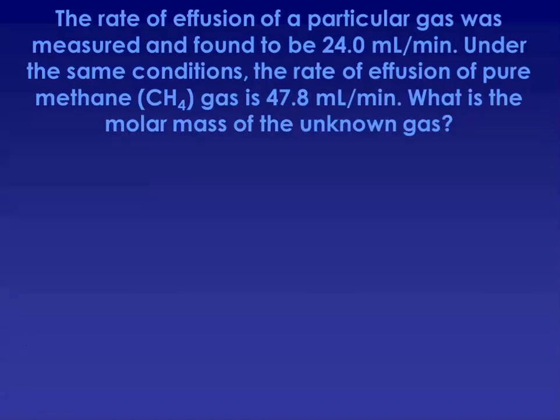So here we have a gas whose rate of effusion was measured to be 24.0 milliliters per minute. Another gas under the same conditions, this one's methane, had a rate of effusion of 47.8 milliliters per minute. So it had a quicker rate. What is the molar mass of your unknown gas?